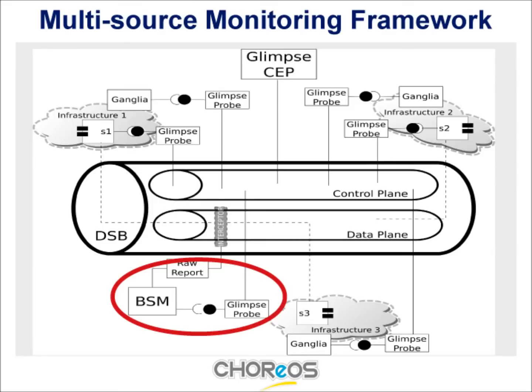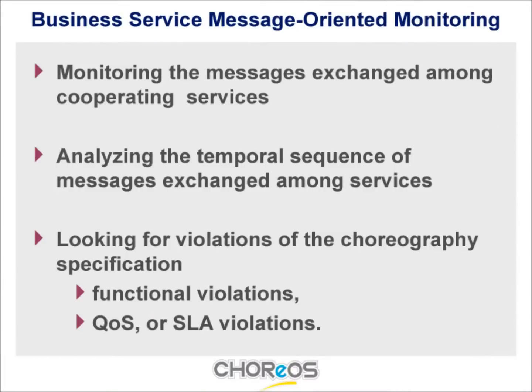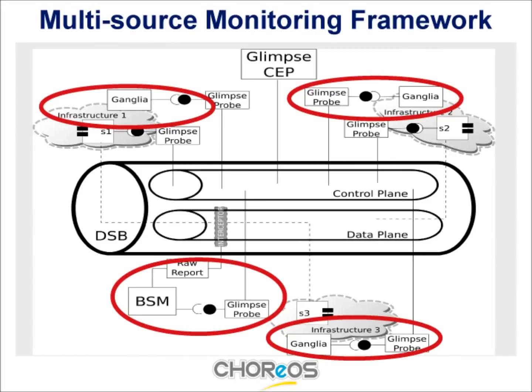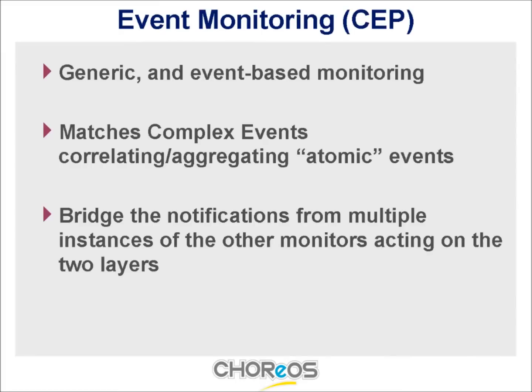BSM monitoring focuses on the messages exchanged among the cooperating services. It analyzes the temporal sequence of messages at the services level, looking for both functional and non-functional violations of the choreography. Event monitoring relies on a generic event-based monitoring called Glimpse that is conceived to aggregate the notifications generated from multiple instances of the other sources. In other words, it provides a complex event processor that correlates atomic events produced from different abstraction levels.